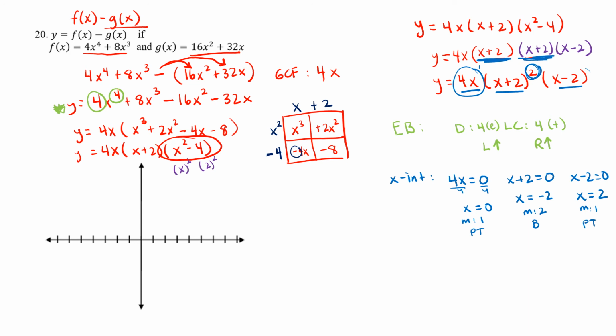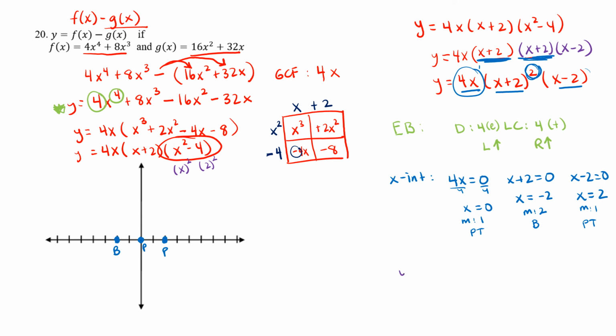With that, we can add our x-intercepts onto the graph. So there's one at 0, and it passes through. There's an x-intercept at negative 2, and it bounces. And there's one at positive 2 that passes through.